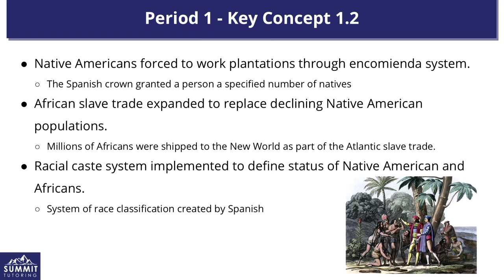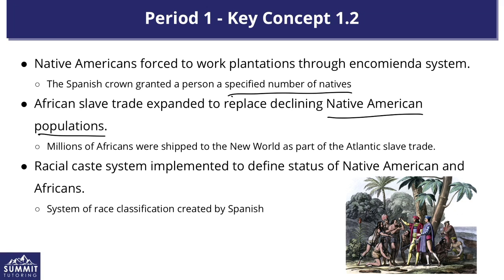So Native Americans were forced to work on plantations. The Spanish crown granted a person a specified number of natives. So each person would be allotted a specified number of natives to act essentially as slaves. And these people would work and work. And we'll see here that the African slave trade expanded as well to replace the declining native populations.